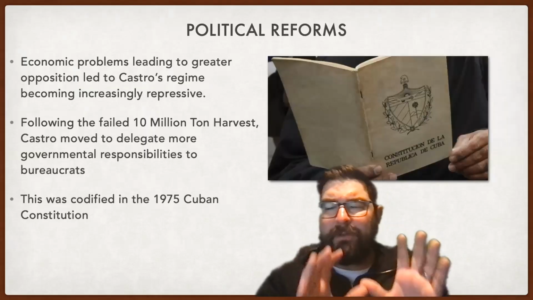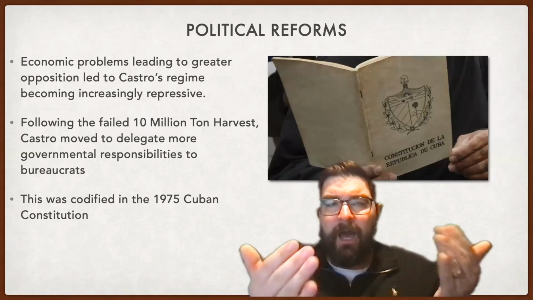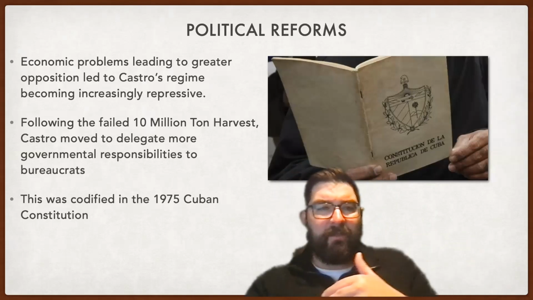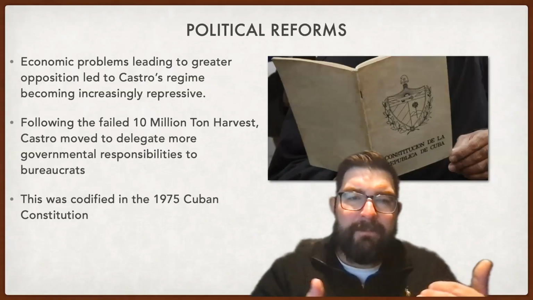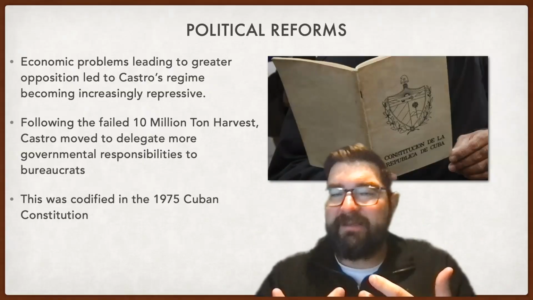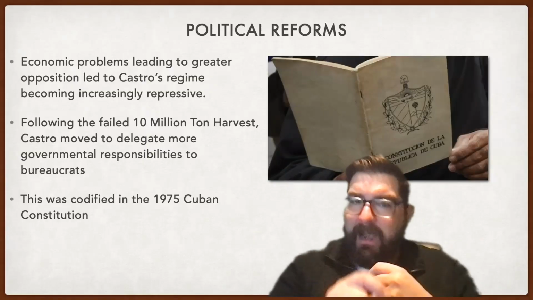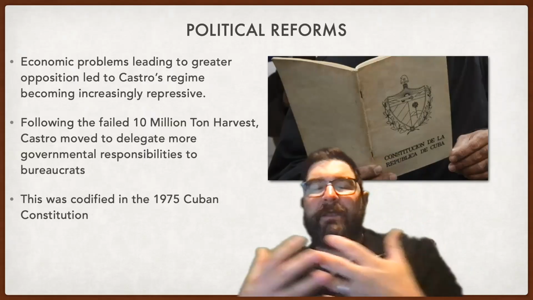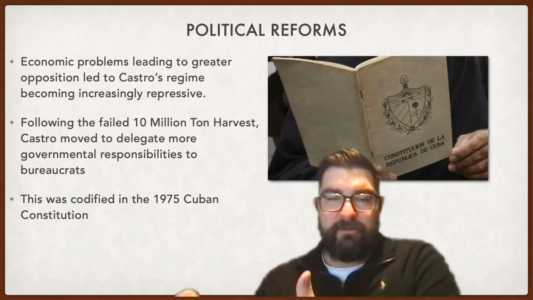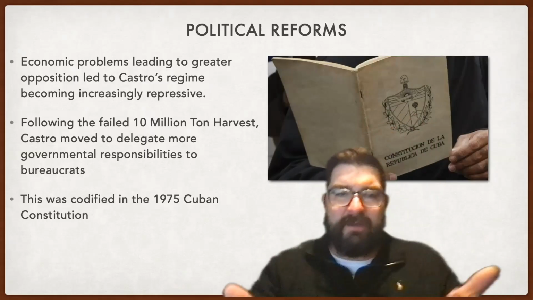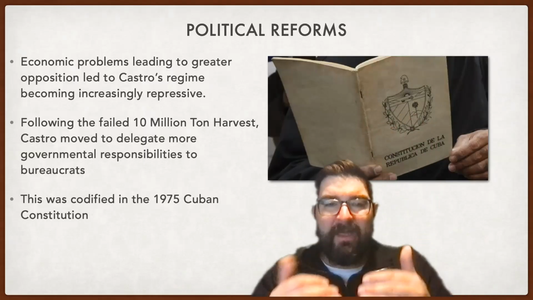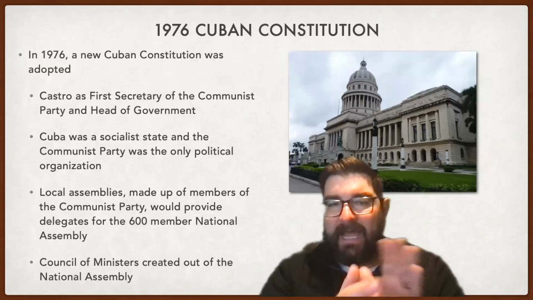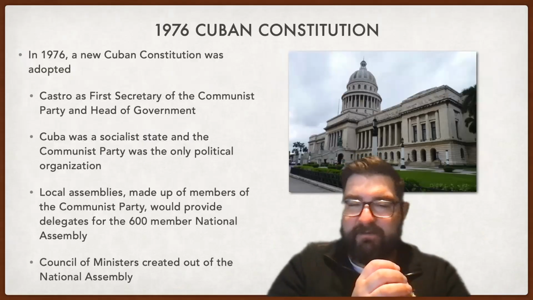Now, with regard to political reforms in Cuba, these economic problems are leading to greater opposition for Fidel Castro, and it led him to become increasingly repressive. Following the failed 10 million ton harvest, Castro would move to delegate more responsibilities to subsidiary cabinet members and government bureaucrats. This would be codified in the 1976 Cuban Constitution.